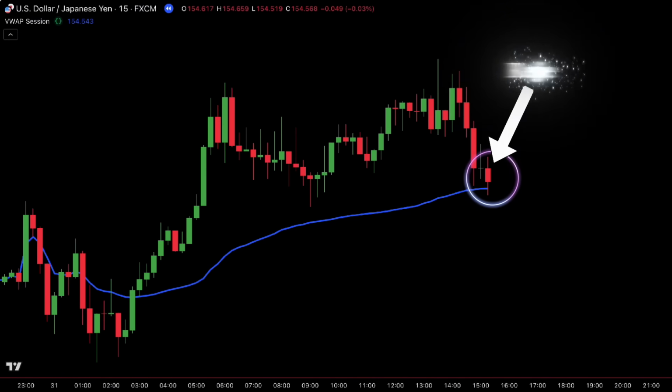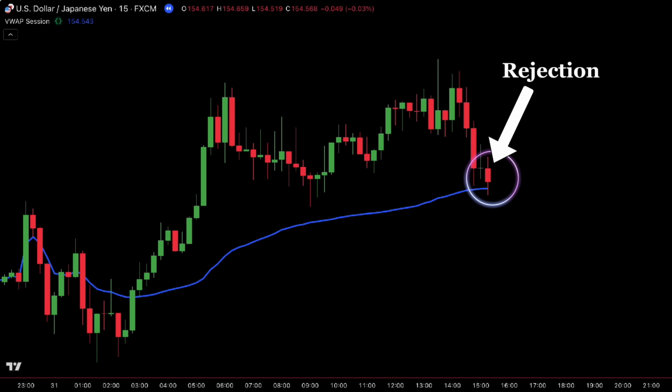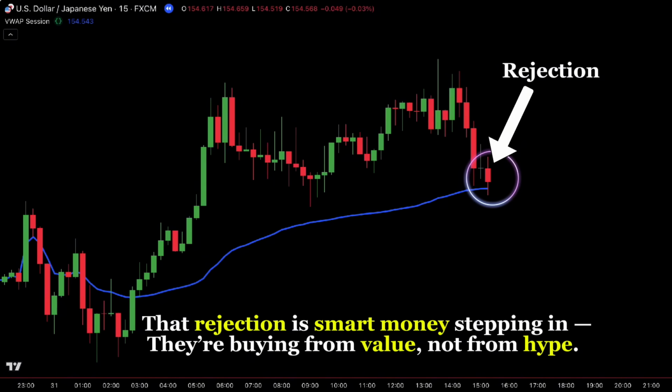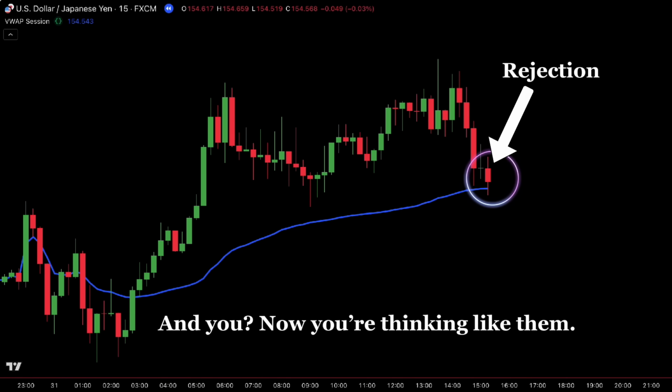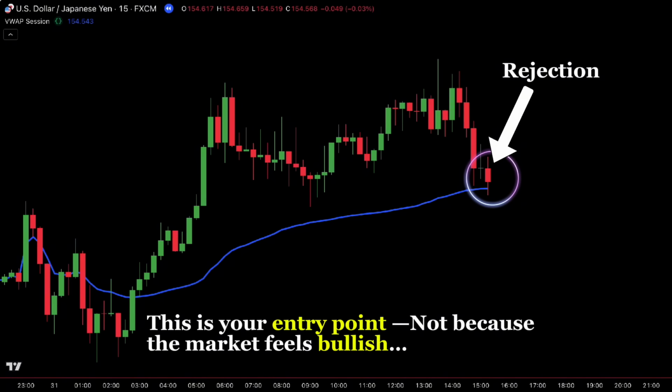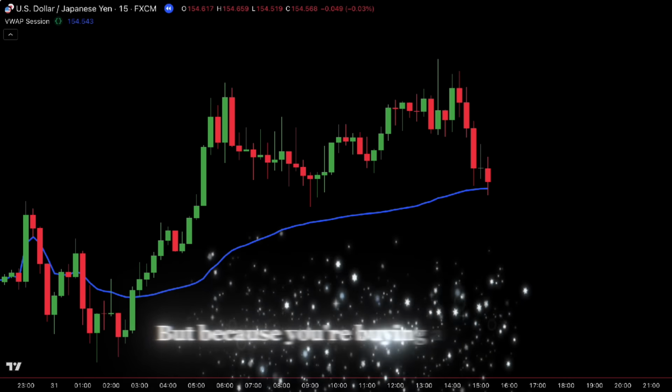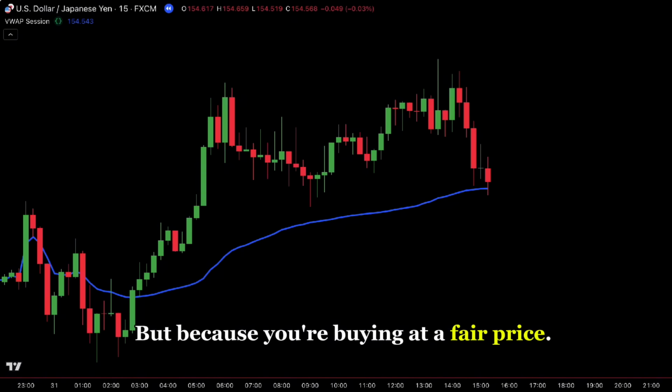Price touches the VWAP, rejects it cleanly, and that's your signal. That rejection is smart money stepping in. They're buying from value, not from hype. And you? Now you're thinking like them. This is your entry point, not because the market feels bullish, but because you're buying at a fair price.